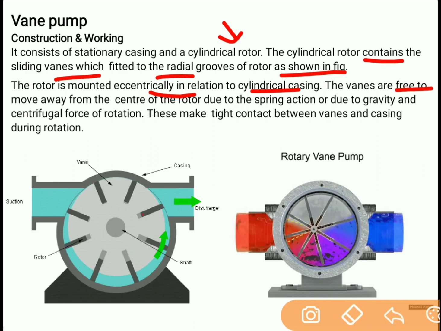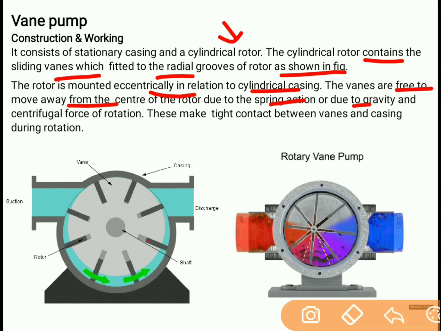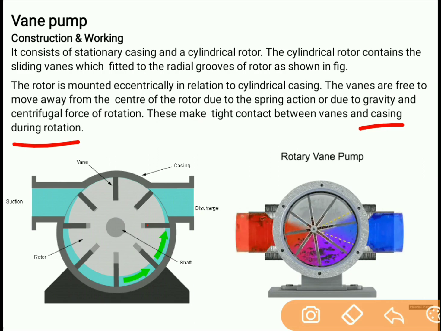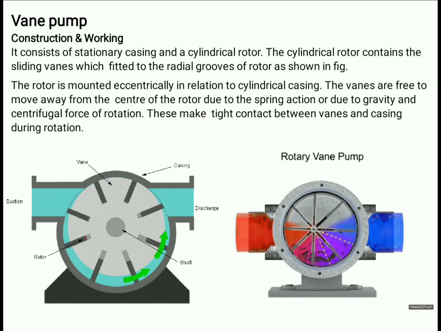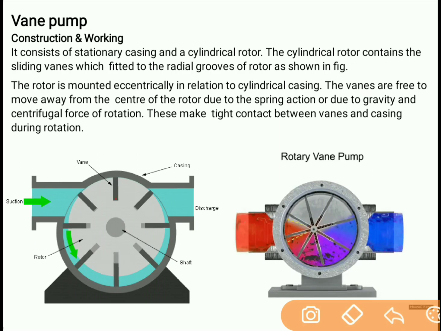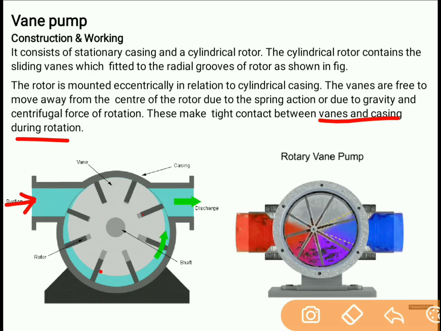The vanes are free to move away from the center of the rotor due to the spring action or due to the gravity and centrifugal force of rotation. This makes tight contact between the vanes and the casing during the rotation. So in this case, the liquid which is trapped between these two vanes will get transferred due to what? Due to the centrifugal force of the rotation of the rotor and due to the gravity. Because of this, tight contact is maintained between the vanes and the casing, and the liquid trapped between the vanes will get transferred to the delivery side.